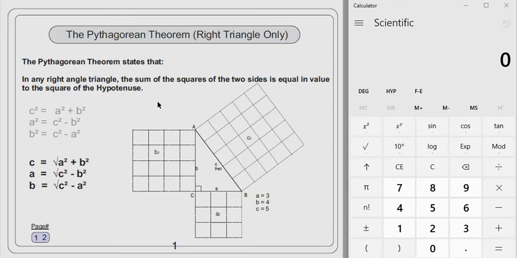Now, the Pythagorean theorem works with right triangles only. So we have to have that 90-degree corner down in that area in a right triangle.